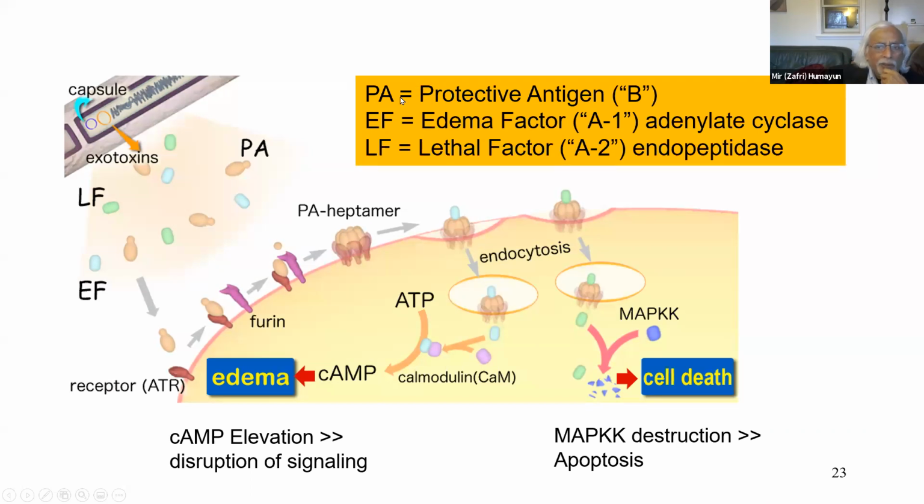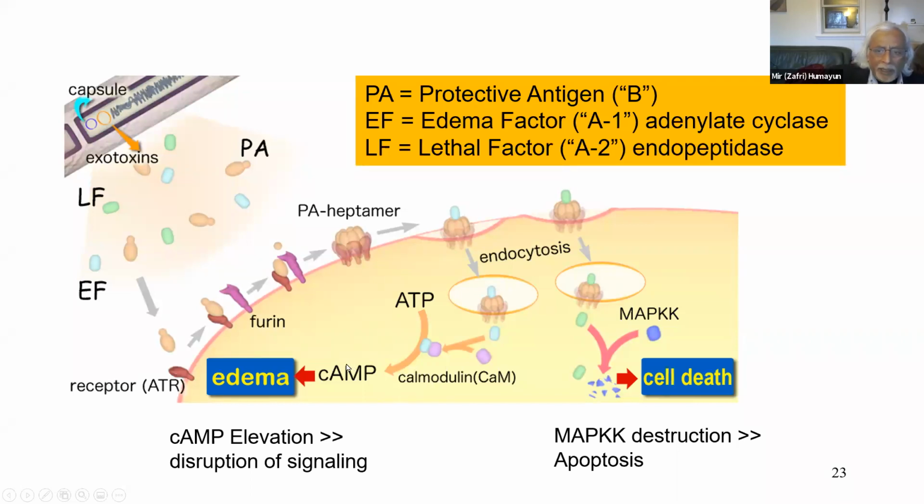The anthrax toxin, which is an A2B toxin, initially binds to the cell surface at specific receptors, in the diagram shown by these dark pink molecules at the surface. These are the receptors to which the PA heptamer binds. The B subunit heptamer binds, and EF and LF bind to this heptamer and they are internalized into the cytoplasm.